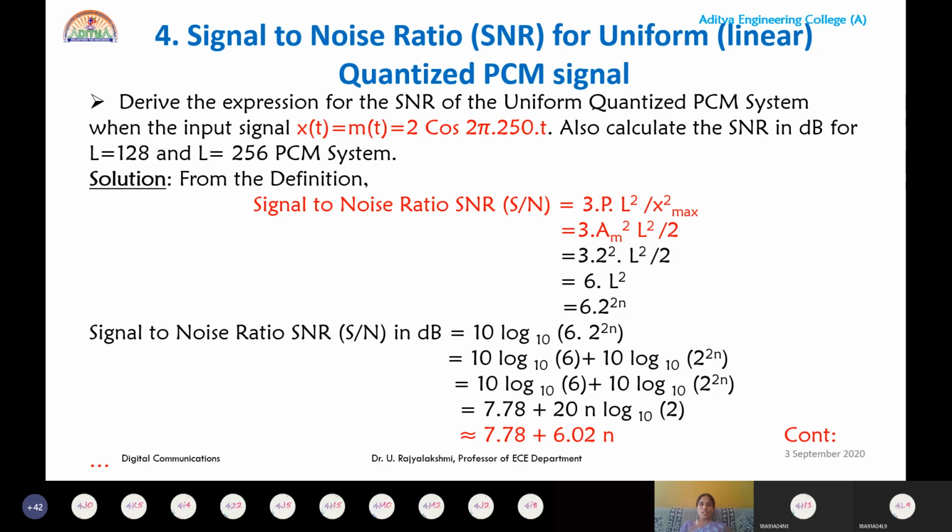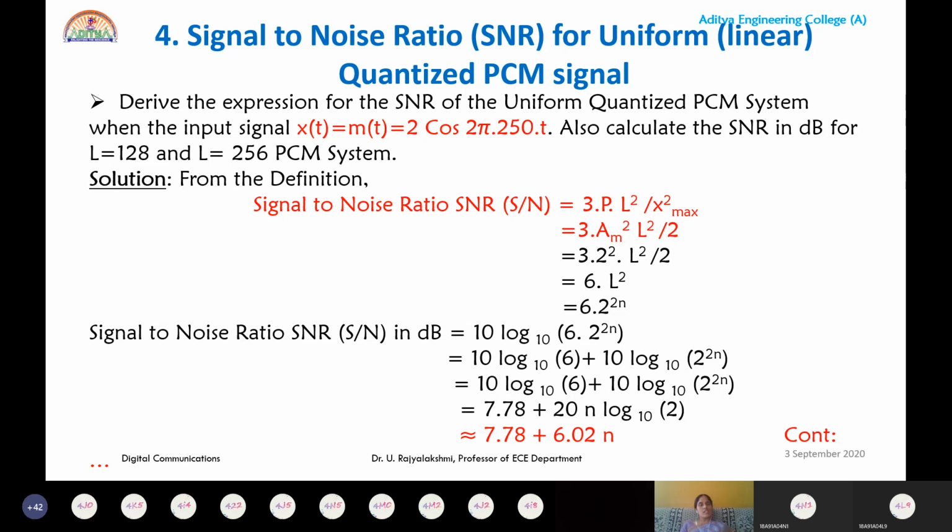How do we represent decibels? 10 log of 6 into 2 power 2N. Once again split that log xy into log x plus log y. So you will get 10 log 6 plus 10 log 2 power 2N. The second part, what is it? 10 log 2 power 2N. You can represent 10 log 2 power 2N as 20N log 2. 20 log 2 is nothing but 6.02. So that is 6.02N plus 10 log 6 value is 7.78. Okay, so that's why you got SNR in decibels as 7.78 plus 6.02N.